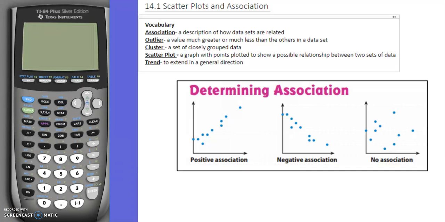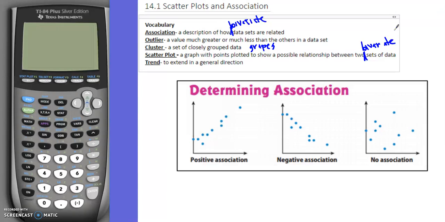Scatter plot and association. Association is a description of how bivariate data sets are related. An outlier is a value much greater or much less than the others in a data set. A cluster is a set of closely grouped data, and that kind of looks like grapes. A scatter plot is a graph with points plotted to show a possible relationship between two bivariate sets of data. And trend is to extend in a general direction.